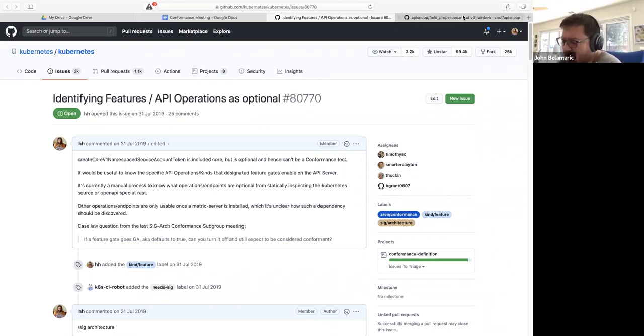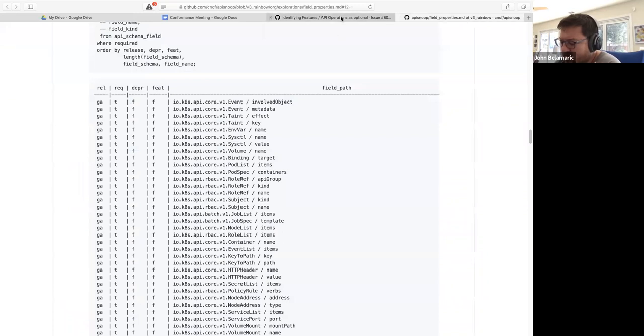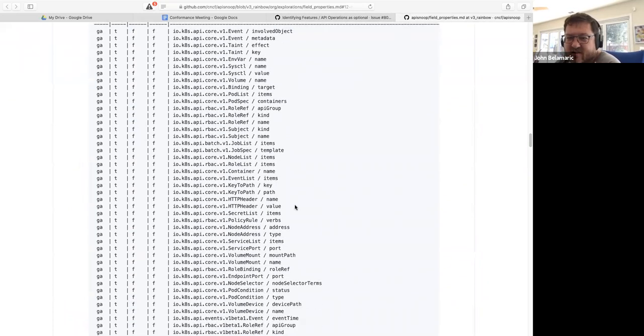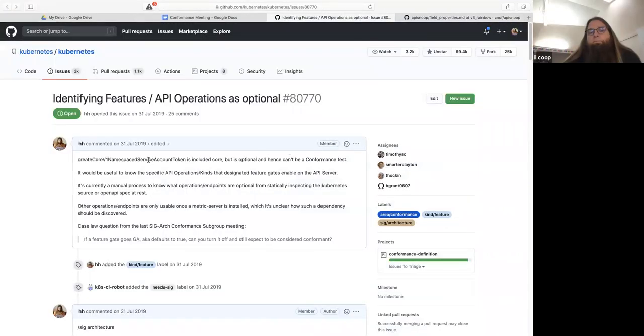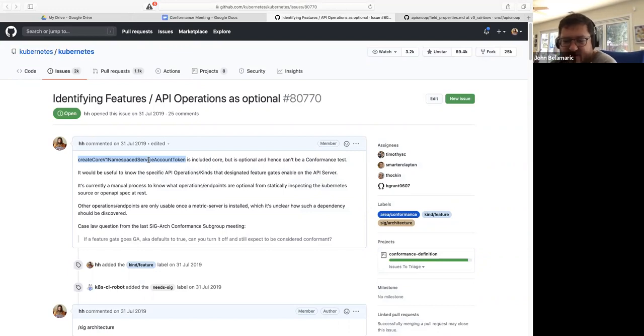So the security context, there are lots of fields that appear and disappear based upon a feature gate, but those don't map to endpoints because our endpoints are a very rough granularity. Yeah.